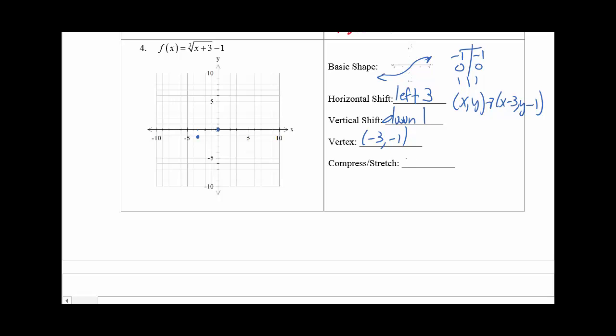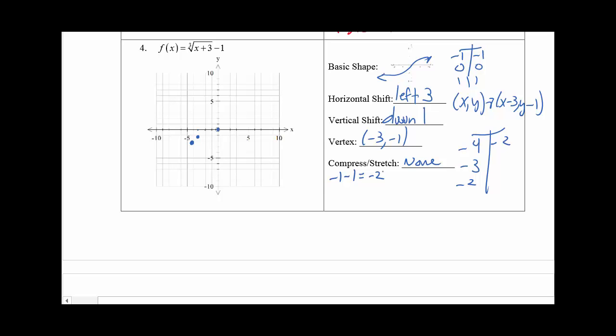And it doesn't look like we actually have any compress or stretch. We're not really multiplying the y's by anything. We're just subtracting in both cases. Okay, so where would our new points go? Well, in this case, x minus 3. So -1 minus 3 is -4, 0 minus 3 is -3, and 1 minus 3 is -2. And then for the y values, it's just -1 minus 1, so it's -2 for that point. So (-4, -2), a little bit lower.